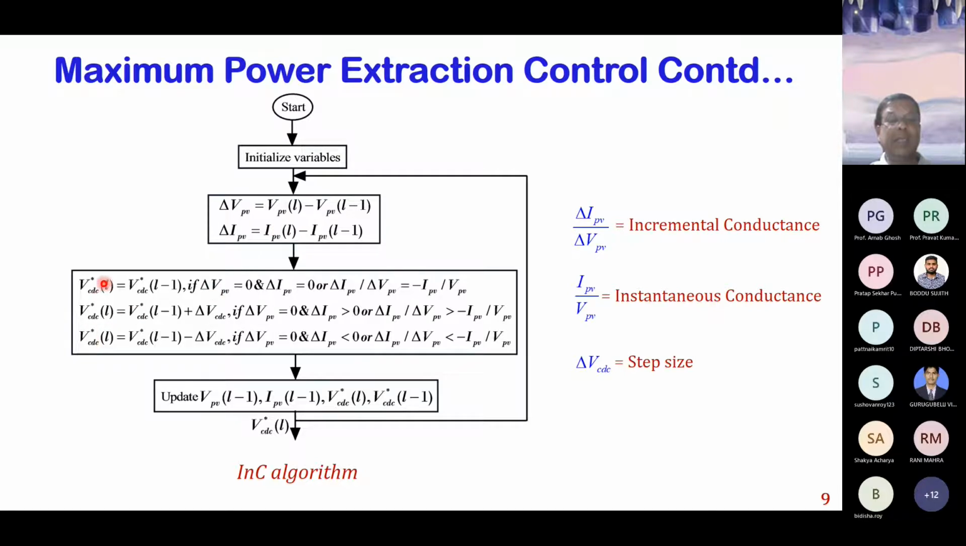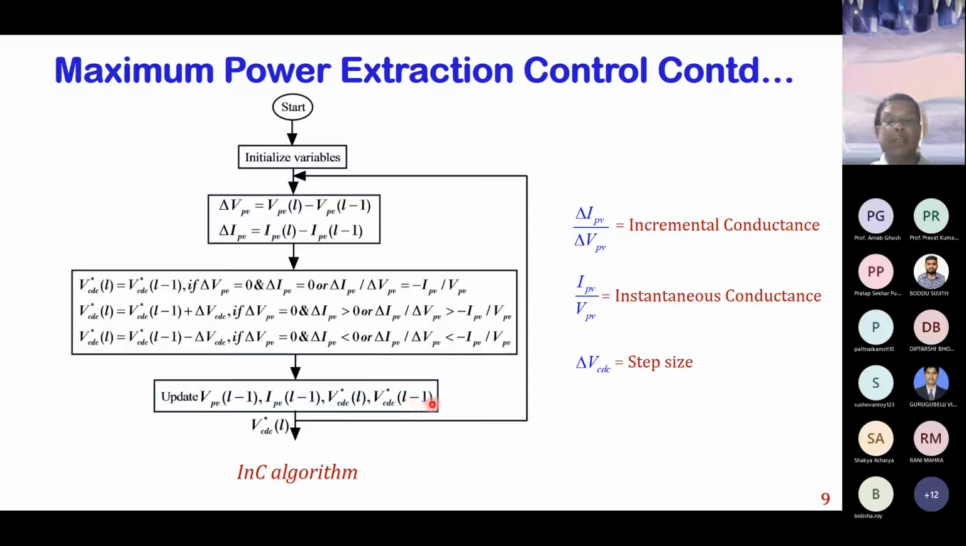And thereby we compute this VDC star. If the change in the PV voltage is zero and the change in the PV current is zero, or this conductance is this one. Similarly, VDC star L, if the change in the PV voltage is zero and the change in the PV current is greater than zero. So these are the different decisions we put, and then we update this VPV, IPV, and the reference VDC reference, at this current instant of time and previous instant of time.